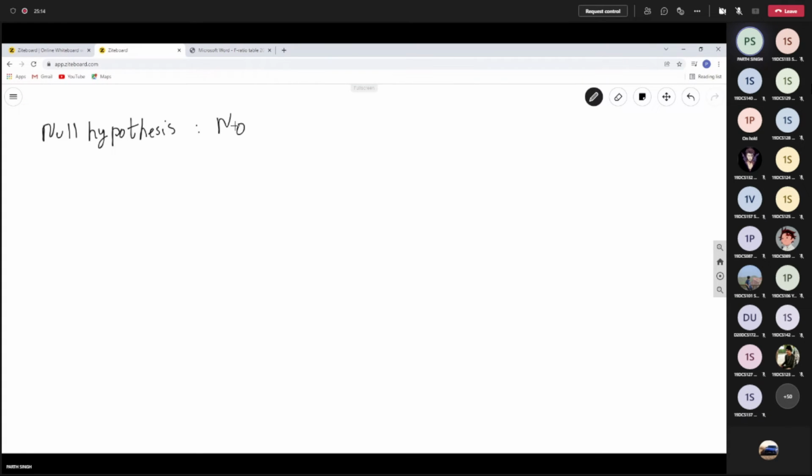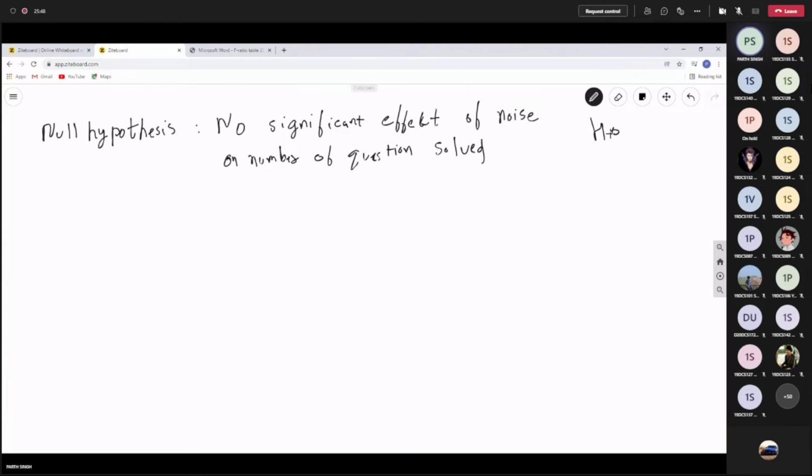So if I want to state my null hypothesis, it can be that there is no significant effect of noise on the number of questions solved. Okay, this is also often denoted by H0.